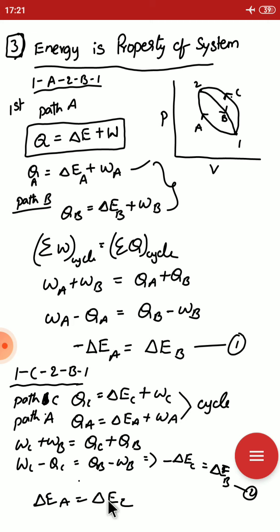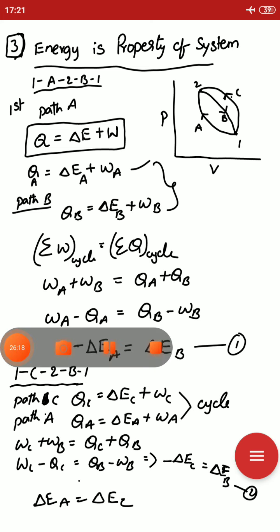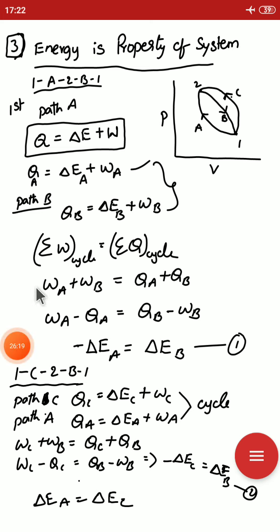The change of energy is the same between the same states, whatever the path followed. Energy has a definite value for every state of the system.